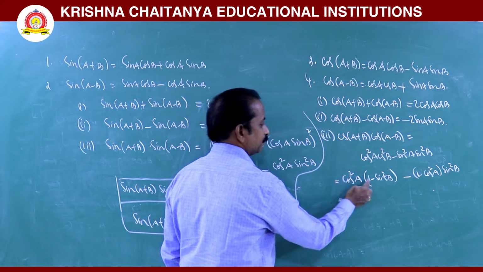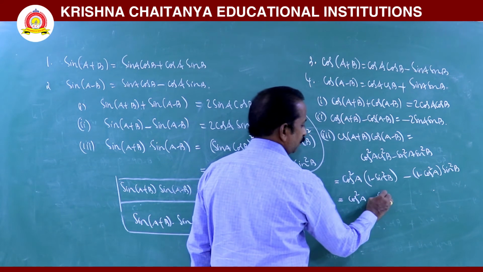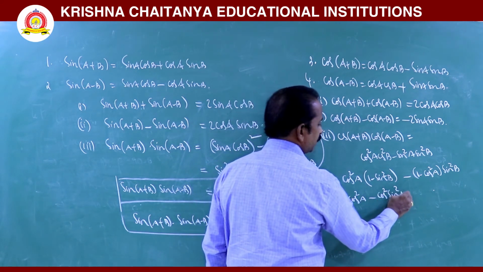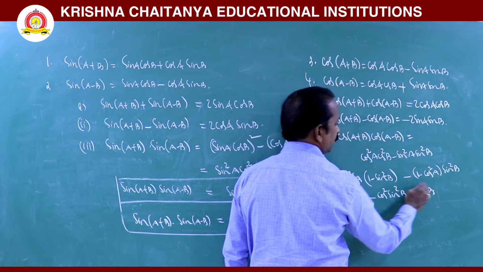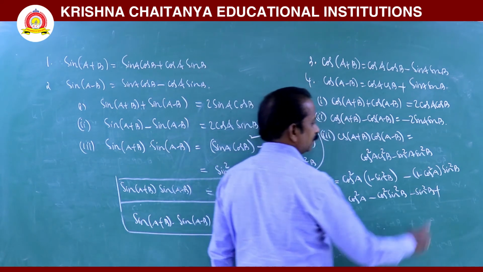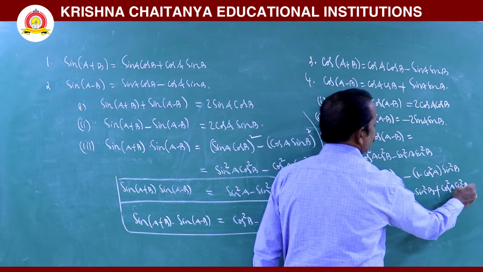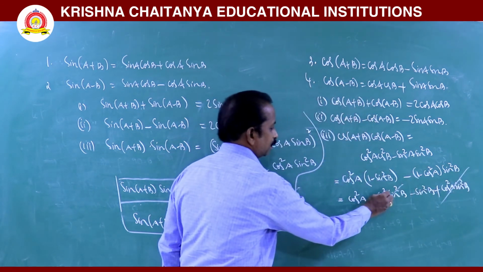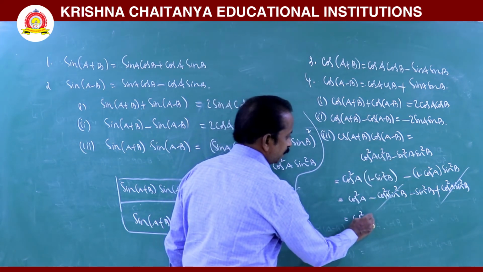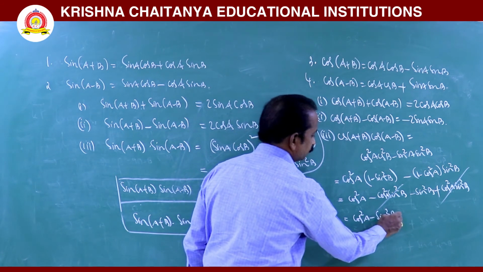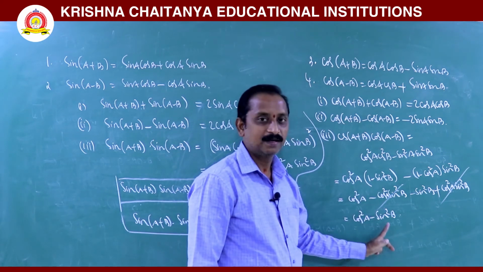Now, we can take multiplication. We get cos square a minus cos square a into sin square b, minus sin square b, minus into minus plus cos square a into sin square b. These two terms are getting cancelled. What is remaining? Cos square a minus sin square b. So, keep in your mind cos (a plus b) into cos (a minus b) is nothing but cos square a minus sin square b.